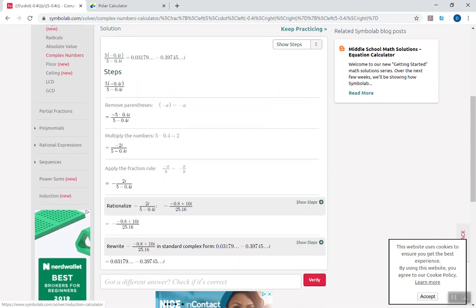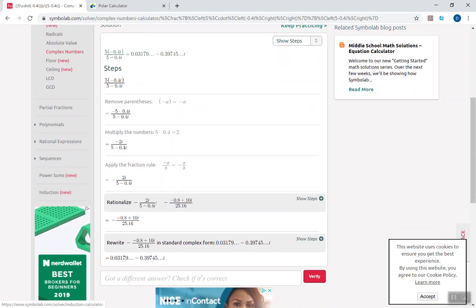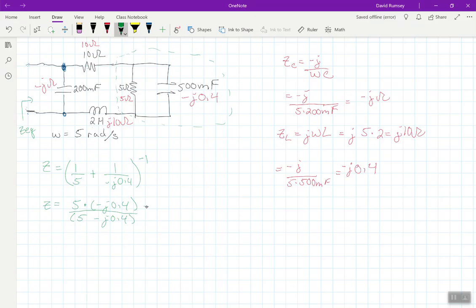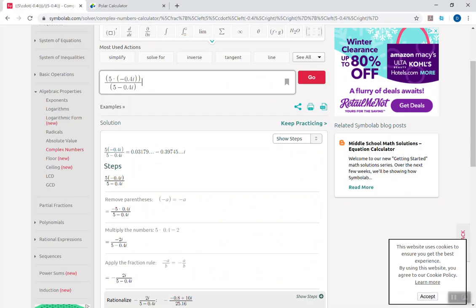So it does those steps for me. And it gives us this in fractional form, but then it also gives us this in decimal form, which is nice because we really want it in decimal form here. It tries to go through and show all the steps. I don't necessarily care about the steps. I just want to know what the answer is. So we have 0.0318, so this is equal to 0.0318 minus j0.397.